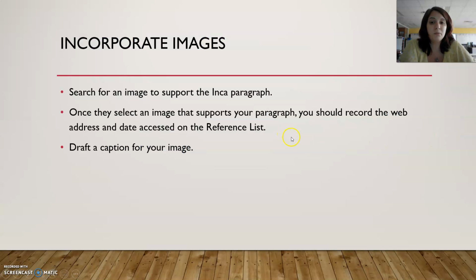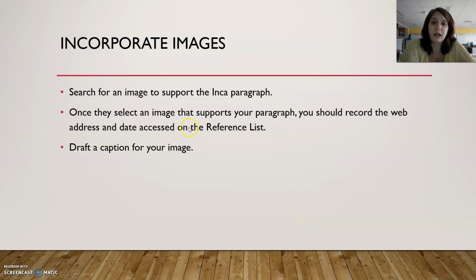When you are done drafting your Inca paragraph, you're going to incorporate another image that goes along with this. Remember, you're going to pick an image that correlates with the paragraph you've just written. It's really important that you reread the paragraph to make sure that it makes sense, and it'll help you figure out what you want your picture to look like.